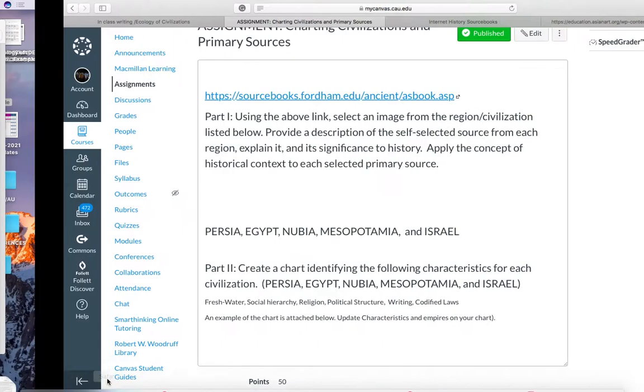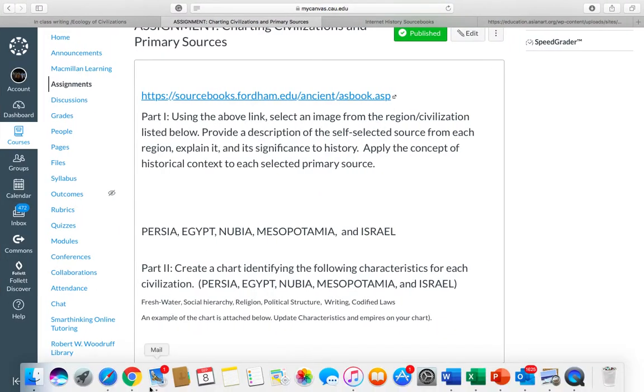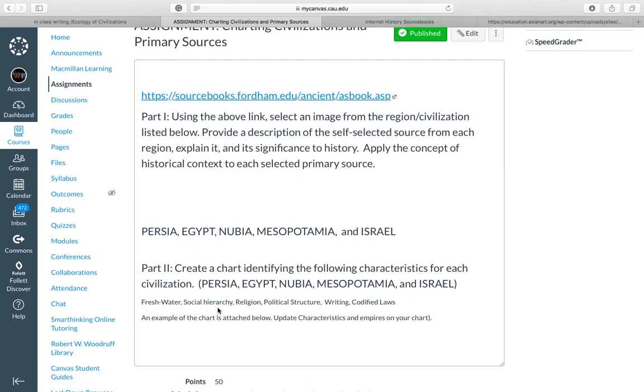And I think the categories are fairly similar. What's the river or freshwater system for each? What's the system of social hierarchy? What type of religion do they have? What's their political structure? Do they have writing? Do they have codified laws? And of course, codified laws are written laws.